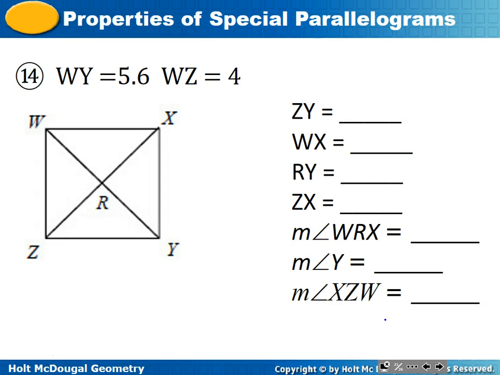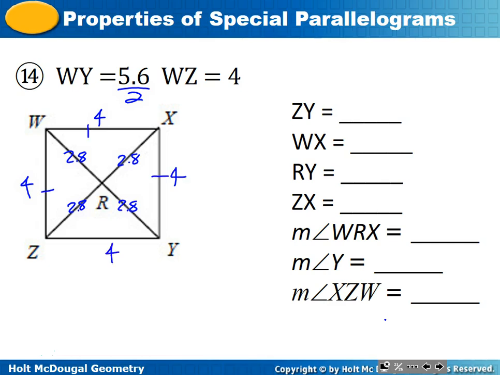So it says WY is 5.6. If we divide this by 2, that's going to give each of our parts 2.8 and 2.8, which means all of these are 2.8. If you remember, a square is a rectangle. A rectangle's diagonals are congruent and they bisect each other, right? Then we got WZ is 4, and all of these sides are congruent, right? Because this is a square.